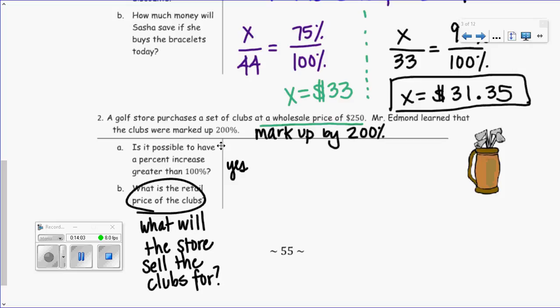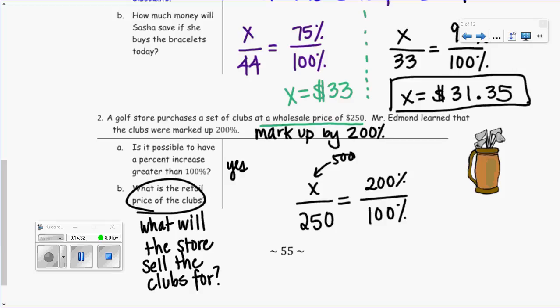Okay, so here's how this works. If they bought the clubs for $250, this is actually the easiest part, to put $250 down there by 100%. Now, if I put 200% here, that's not going to give me the final selling price. That will tell me how much I marked the clubs up by. So I'm just going to tell you right now, if you put 200% here and solve it, you're going to get $500.